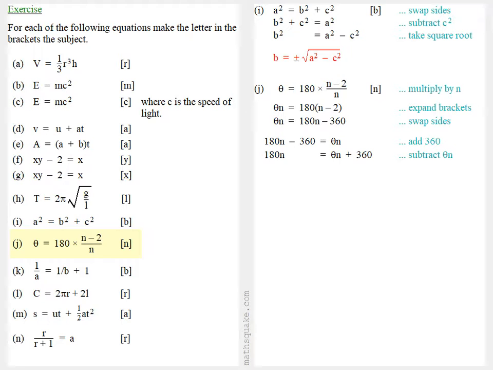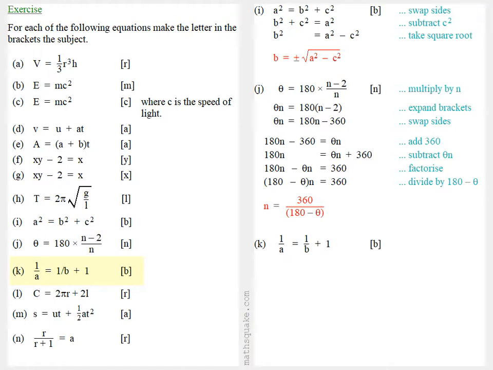Now we can subtract theta n from both sides, and that gives us 180n minus theta n equals 360, which if we factorise the left-hand side, gives (180 minus theta) times n equals 360, and we can divide by 180 minus theta. So that gives us n is equal to 360 over (180 minus theta).